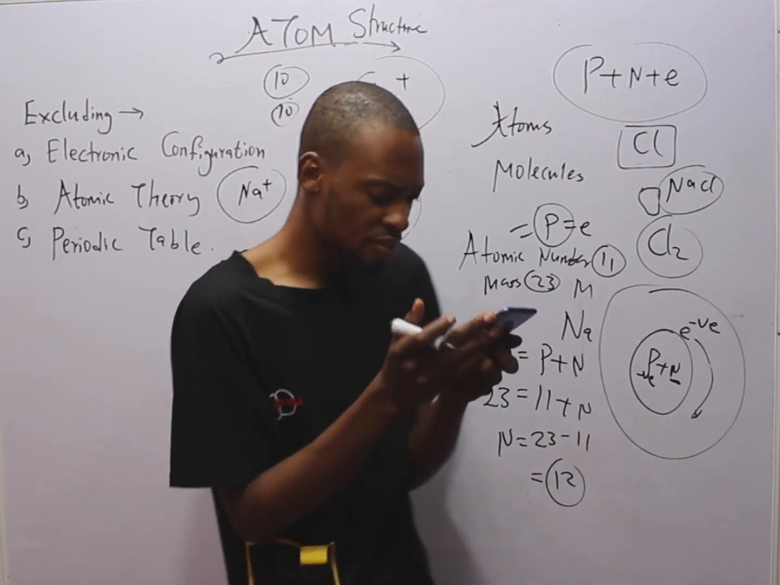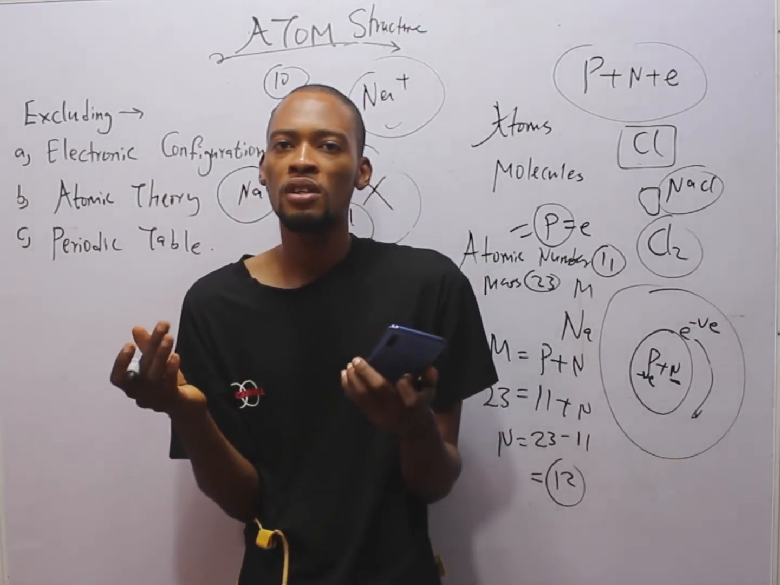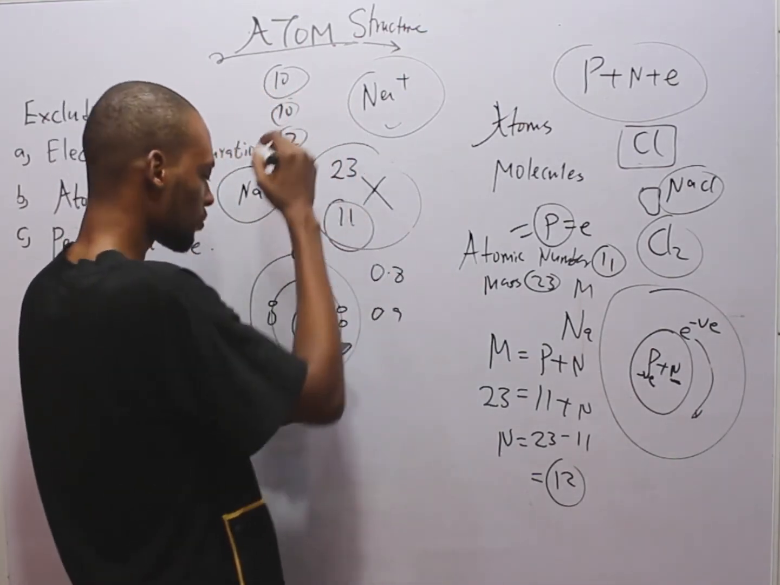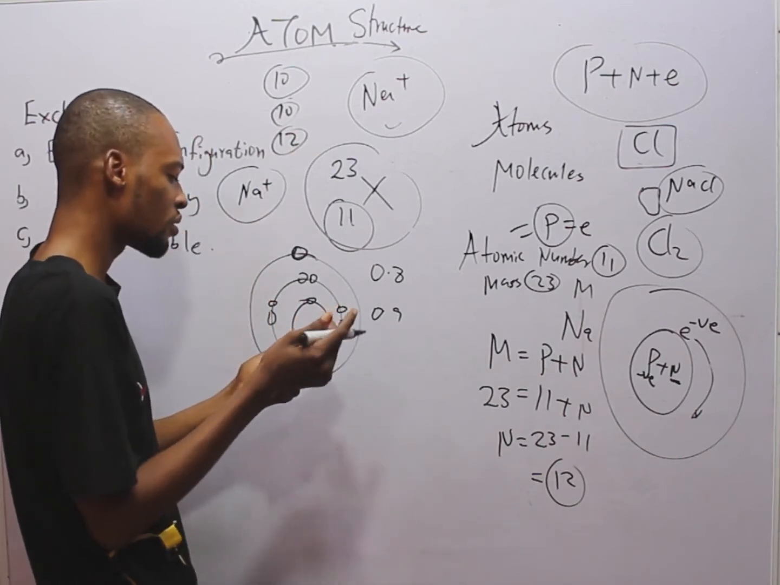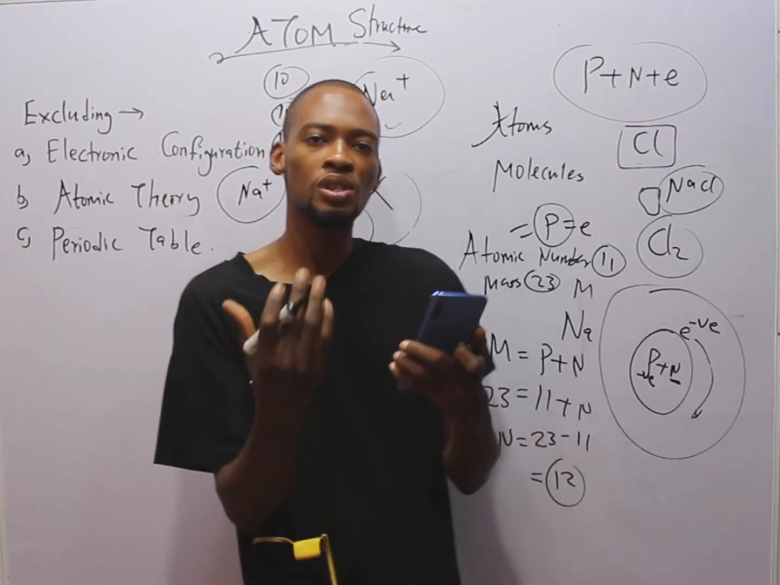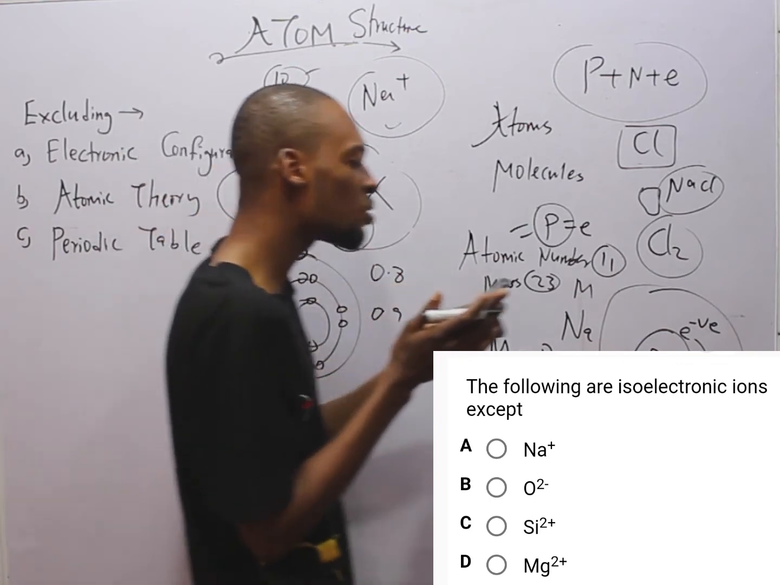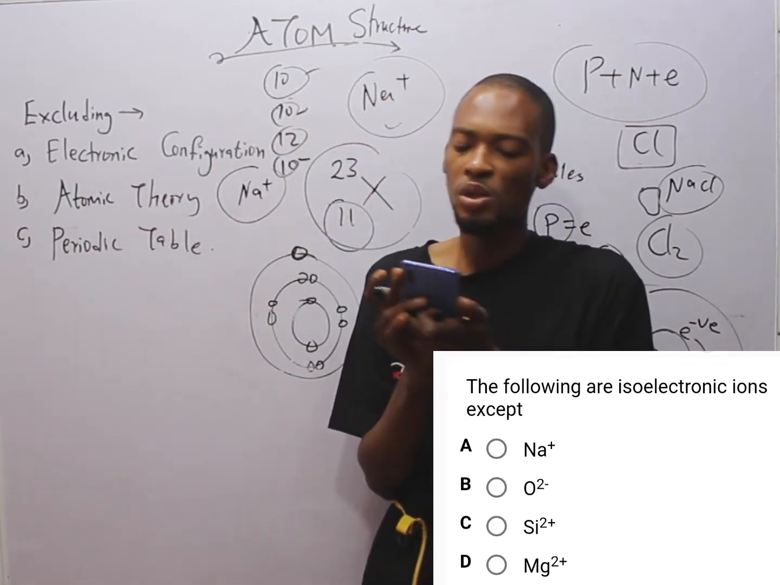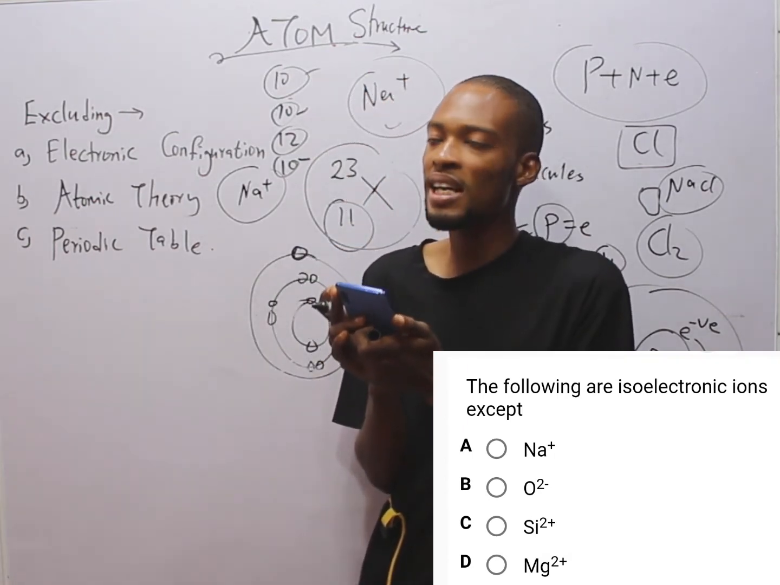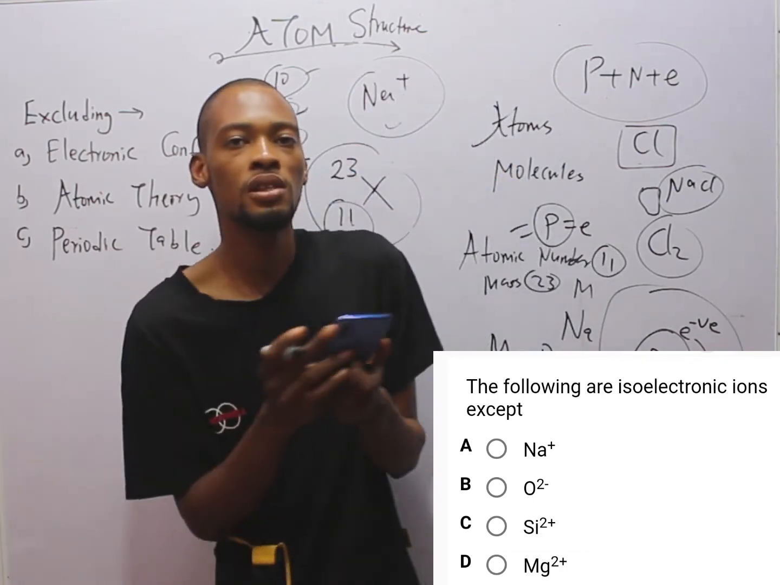Silicon 2+. 2+ means it has given out 2 electrons. So it will be remaining 12. 14 minus 2 is 12. So silicon is 12. Magnesium has given out 2 electrons. So magnesium has 12, it gives out 2, it's remaining 10. So 10, 10, 10, they are isoelectronic. Na+, O2-, and Mg2+ are isoelectronic. So the one that is not isoelectronic is Si2+. So option C is the correct option.